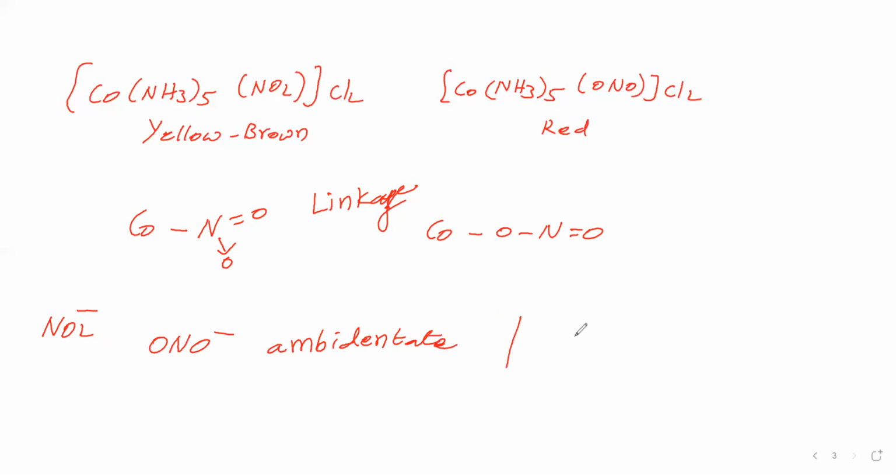Like this, we'll take cyanide and isocyanide. Here carbon will make a dative bond, carbon will link with the central metal. Here nitrogen will link with the central metal. Therefore, linking atoms are different, therefore linkage isomers. Ambidentate ligands means ligands will have the same molecular formula, but the linking atom will be different.